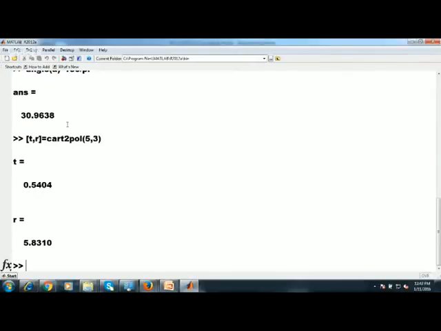If I would have written rt also, the first variable t will give you the angle, and the second variable r will give you the absolute value. Same is the case when we do pol to cart now. Yes, it is an angle.